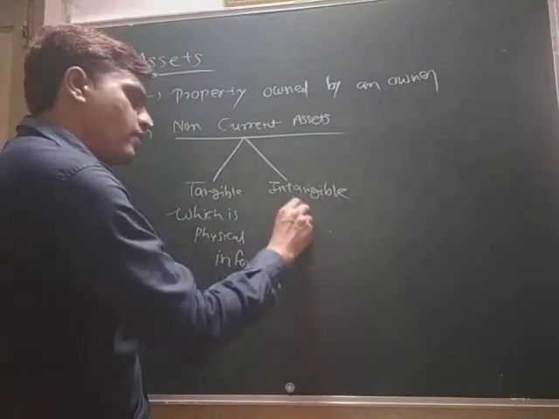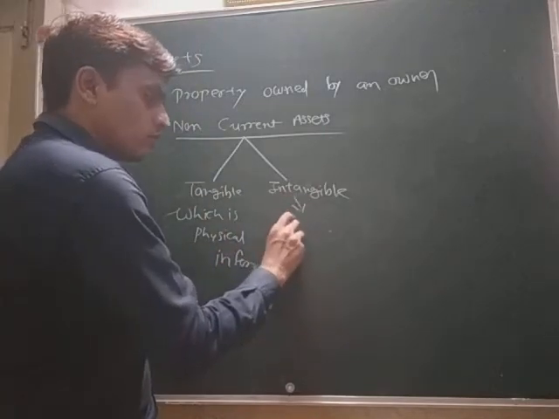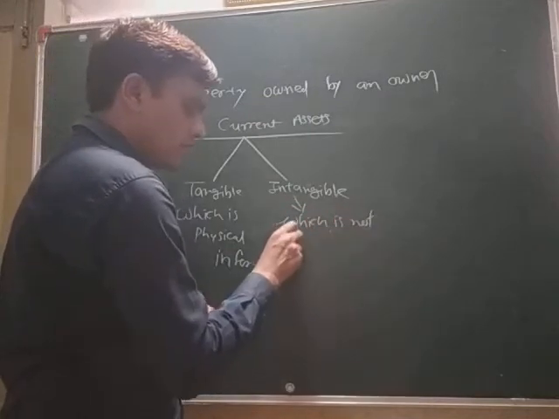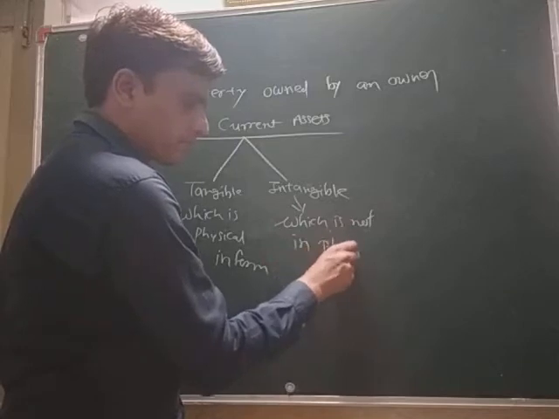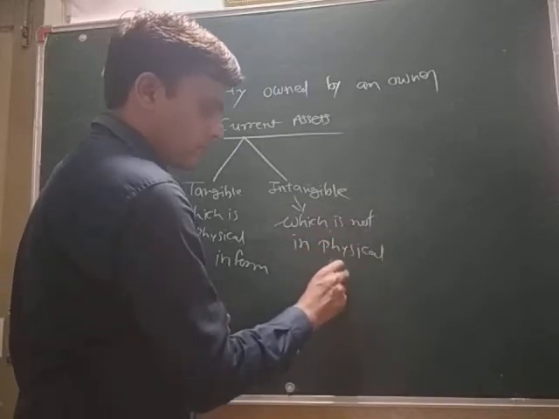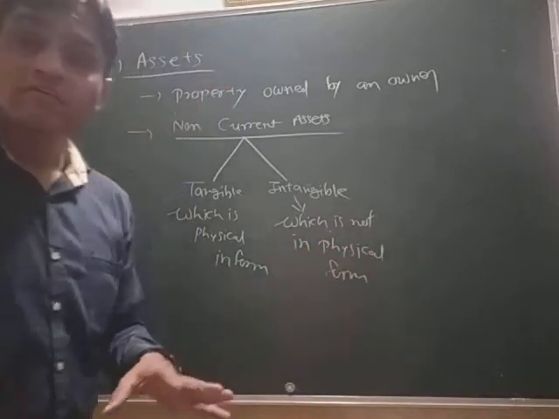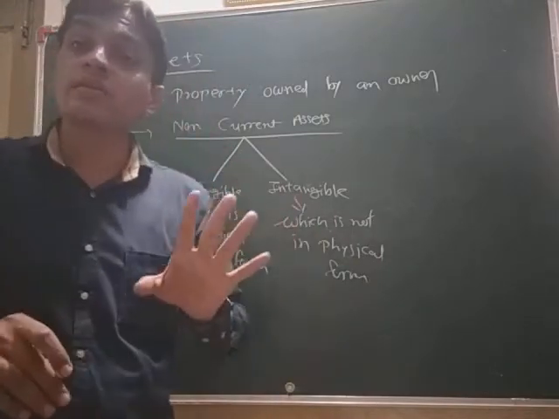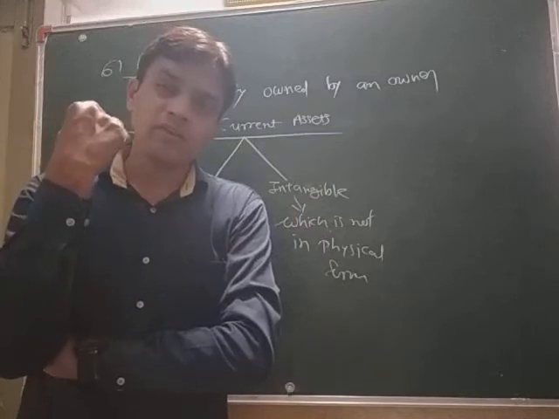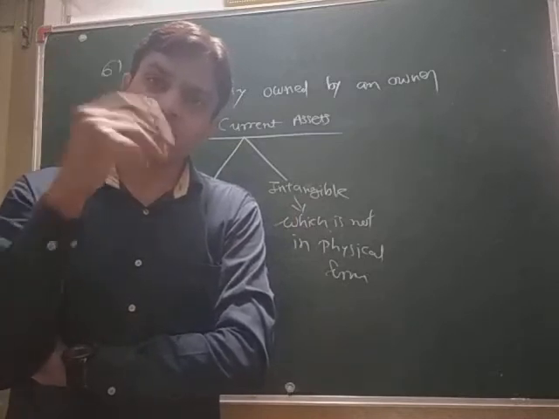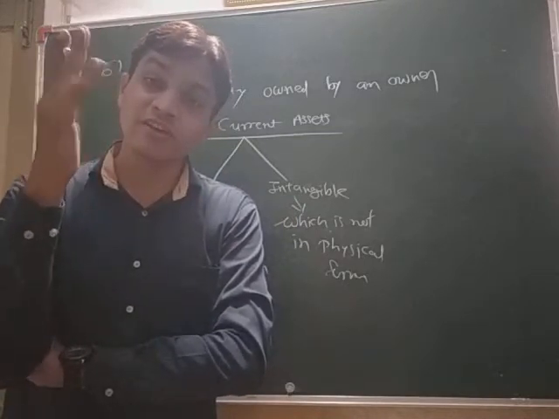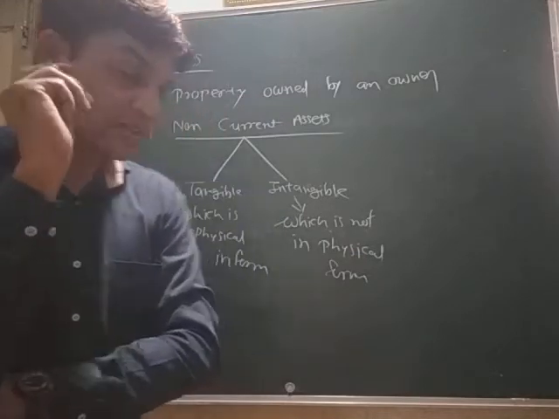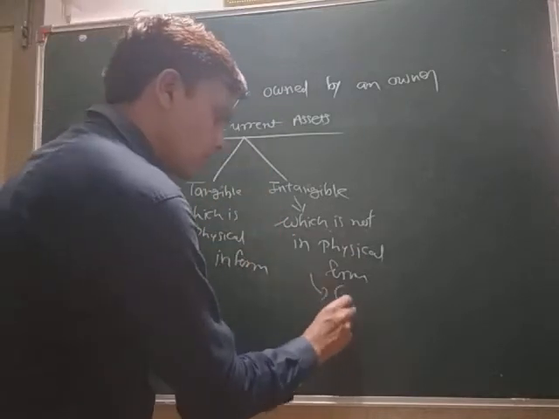And intangible is what? Which is not in physical form. Which is not in physical form, that is called intangible. चलो भाई, हमको क्वेश्चन हो रहा है कि भाई ये कौन सी बला है, ये जिसको टच नहीं कर सकते, जिसको हम देख नहीं सकते, फिर भी वो एसेट है. I give an example, that is goodwill.